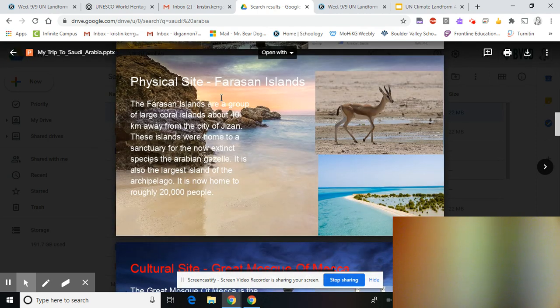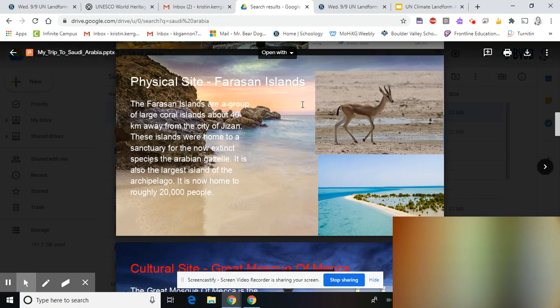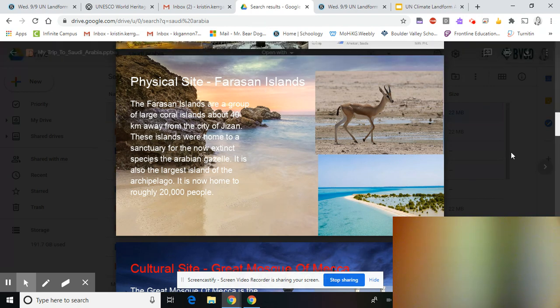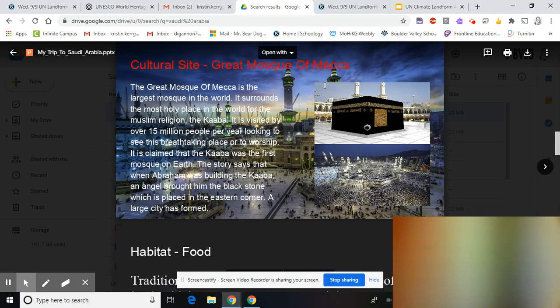The natural site he was going to go see was the Farallon Islands. So that is really pretty. I'm really missing beaches right now. The cultural site, of course, he's got to go check out the Great Mosque of Mecca, which is a must and a pilgrimage if you are a follower of Islam.